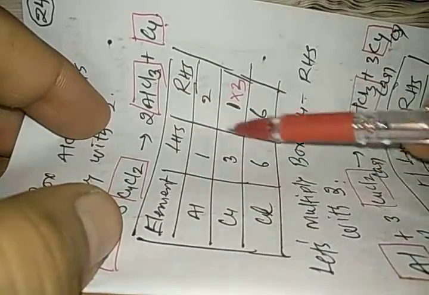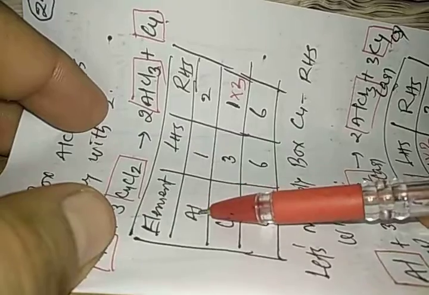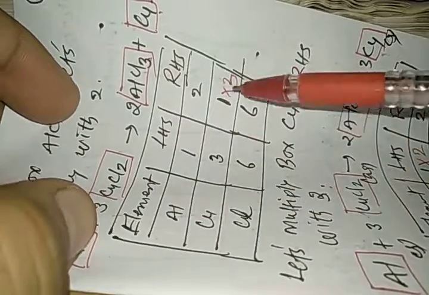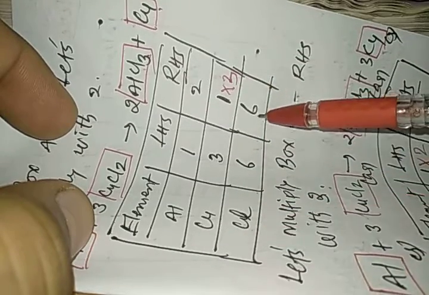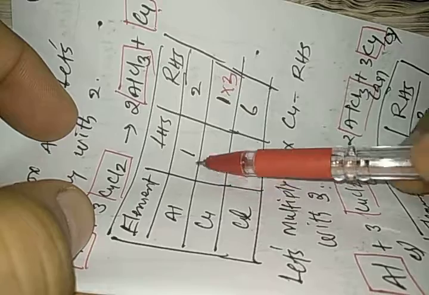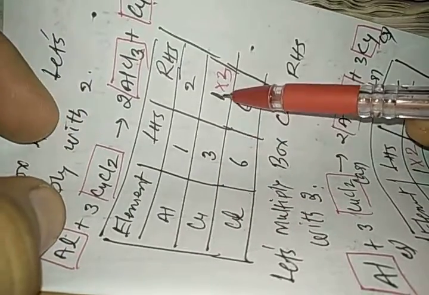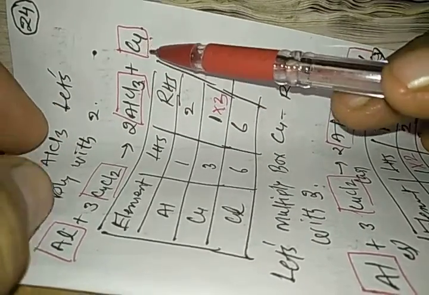Now we'll again check the number of atoms of the elements. Aluminum LHS 1 RHS 2, copper LHS 3 RHS 1, and Cl LHS 6 and RHS 6. So chlorine are now equal. Now, because 3 is the highest number, we'll move to copper. To equalize, we will multiply this 1 copper with 3. So this box of Cu will be multiplied with 3.